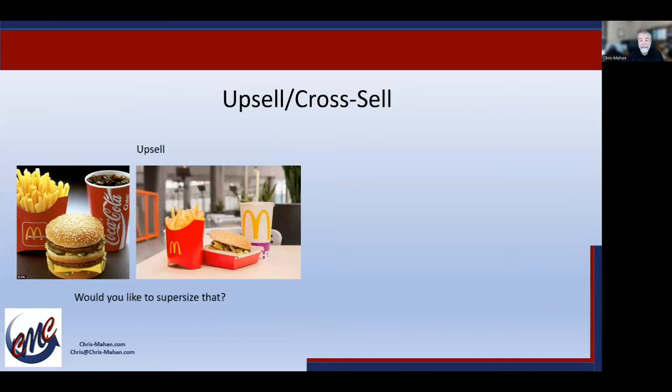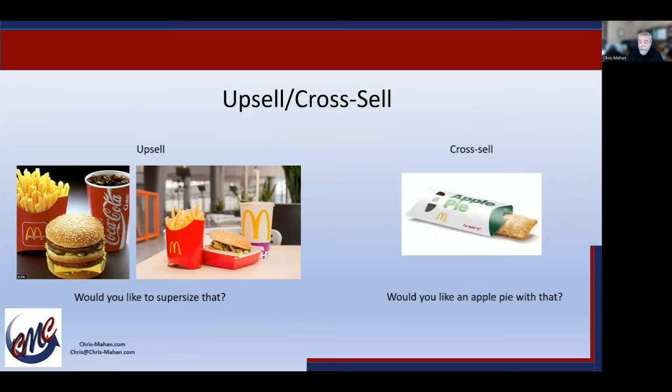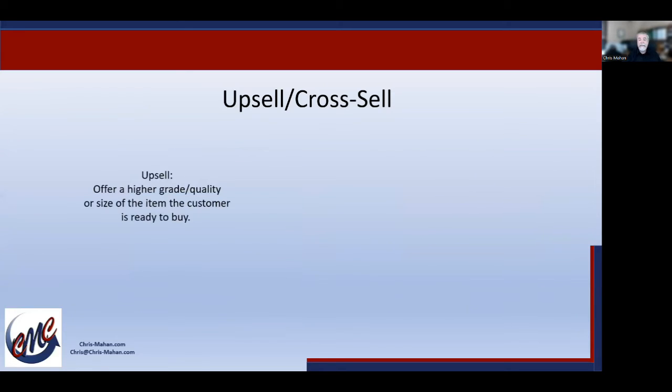You know, McDonald's significantly increased their revenue when they first started teaching their team members to ask that question. Then they further increased their profit when they started teaching their team to ask a second question. Would you like an apple pie with that? That's what's known as cross-selling. Now, upselling is simply offering a higher grade, a higher quality, or a larger size of a product. Something that, again, must be of interest to your customer when they are ready to buy.